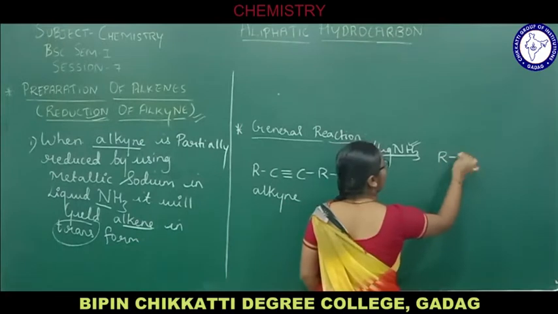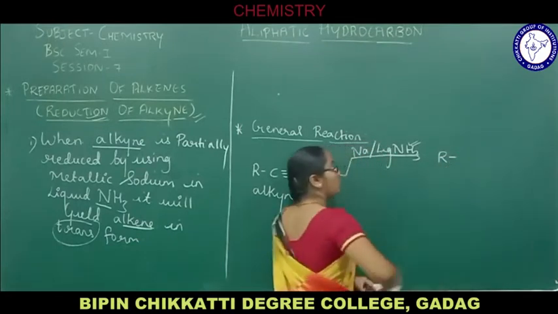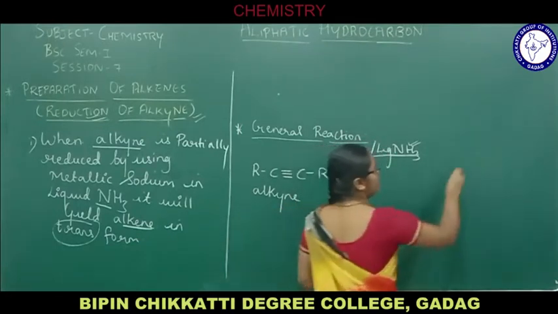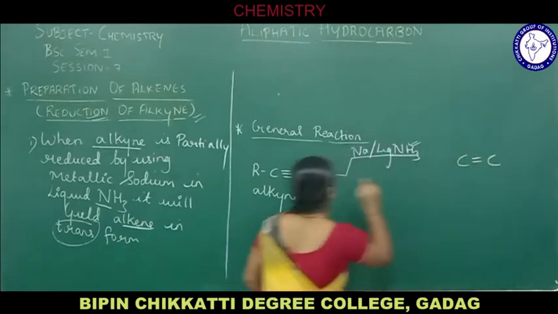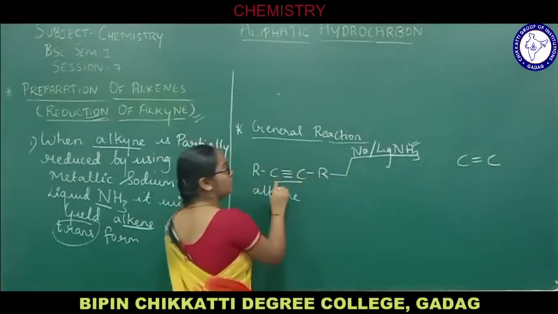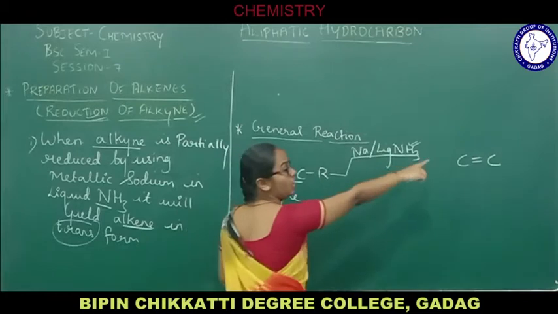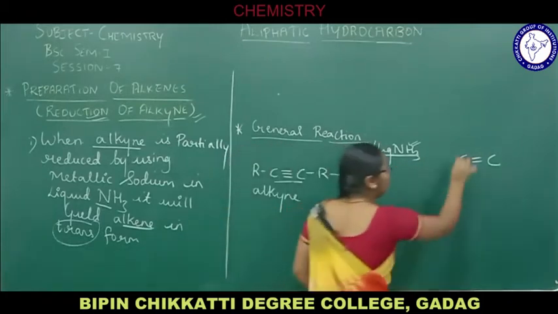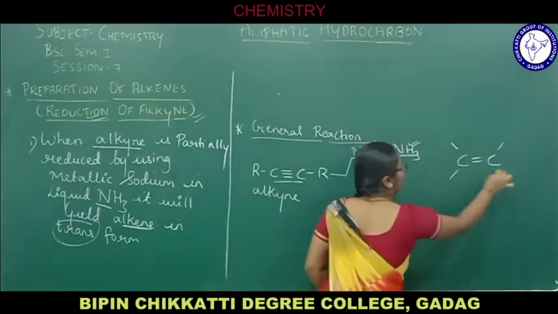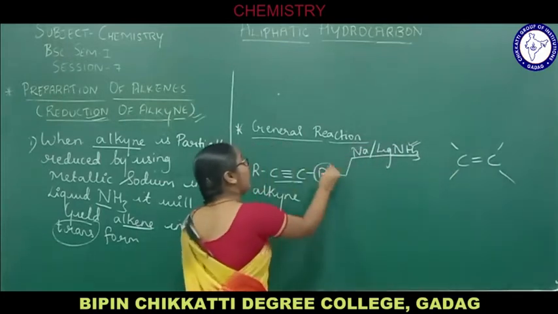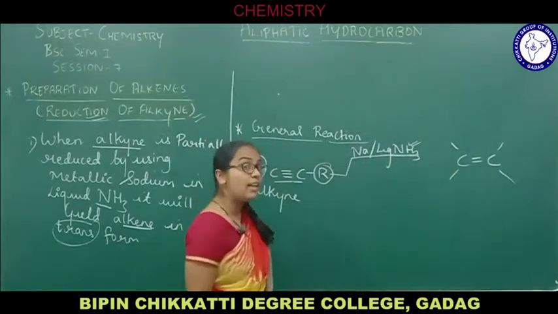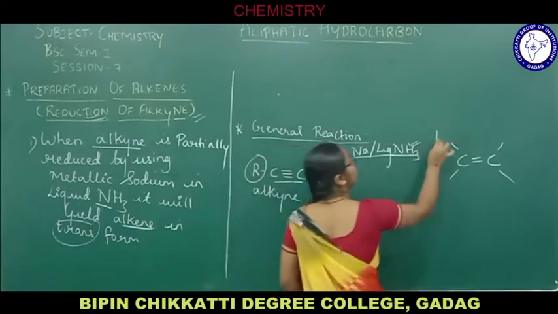So the trans form means what? I'll make you understand. It's very simple. So this carbon-carbon triple bonded compound will get broken down into a carbon-carbon double bond, and here the two alkyl groups are present on the opposite sides.